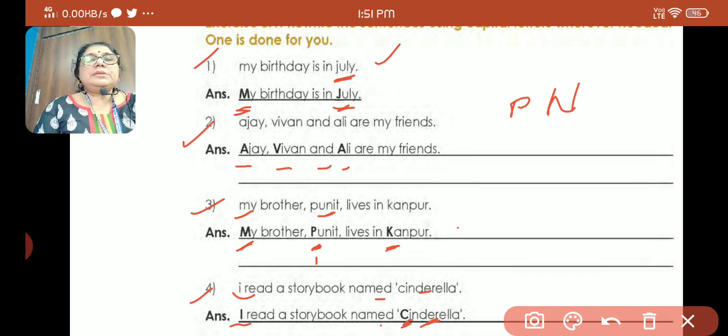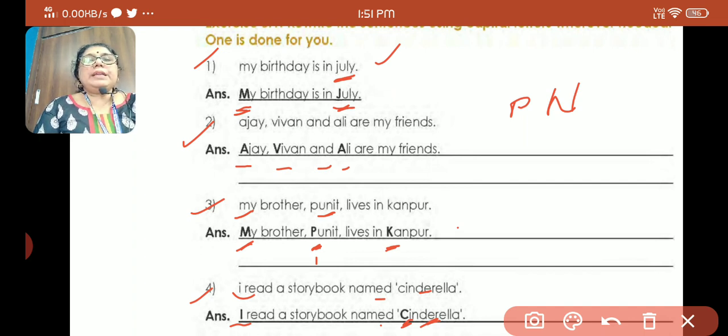Got it, children? I read a storybook named Cinderella. C is capital because it's a name of a book, a name given to the book. So that is why C is capital. And I, pronoun I, at the beginning of the sentence it is capital. Even in the middle of a sentence it is always capital. Got it? Done? So here let's see the second one.